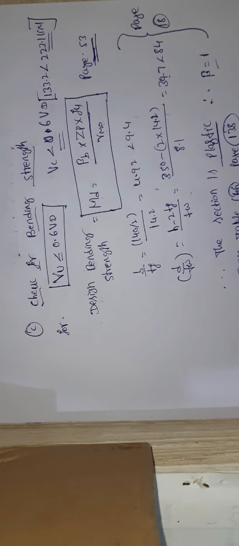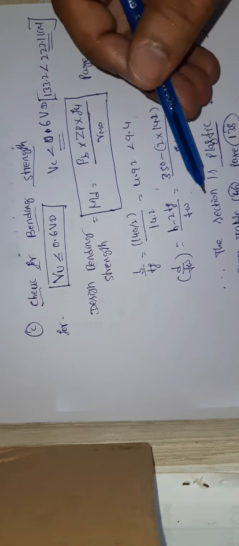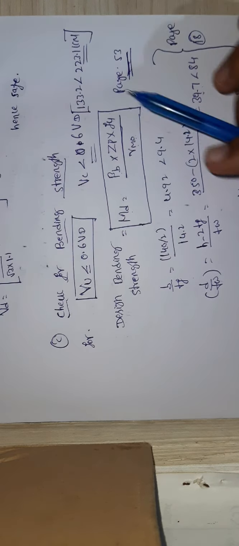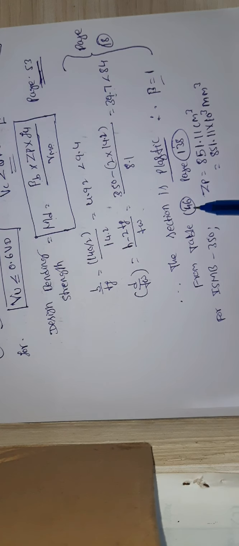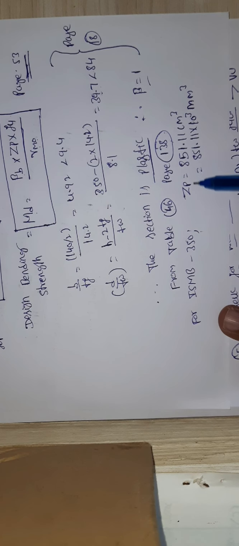For this we need to go to page number 18 and table number 2. This is how, for selected sections, we need to check which section it belongs to, whether it is plastic, compact, semi-compact or slender. Then, I already explained, I selected this one. Then to get this ZP for the selected sections we need to go to table number 46, page 138. So for ISMB 350, ZP is given as 851.11 centimeter cubes.